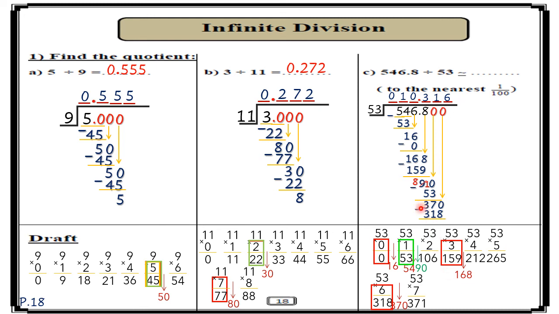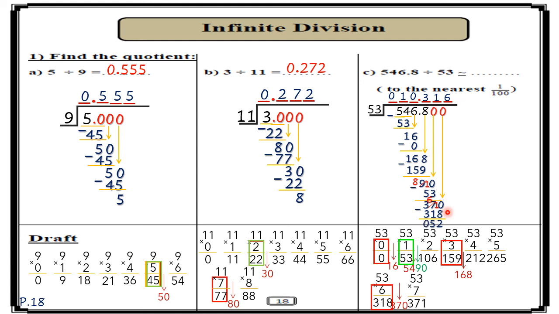Let's solve here. 370 minus 318. 0 minus 8 can't be, so the 7 becomes 6 and the 0 becomes 10. 10 minus 8 equals 2. 6 minus 1 equals 5. 3 minus 3 equals 0.